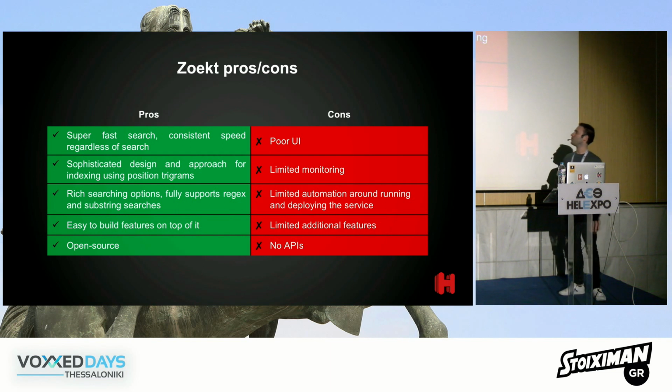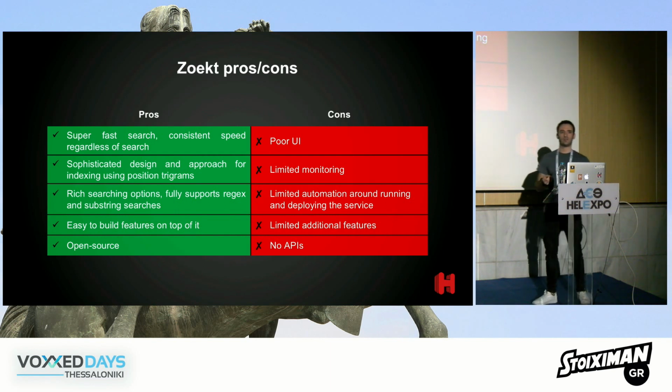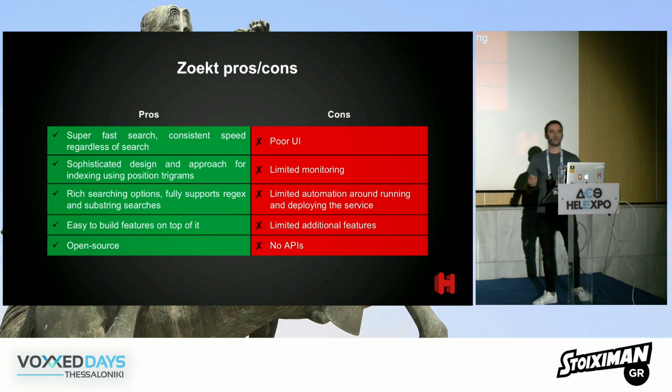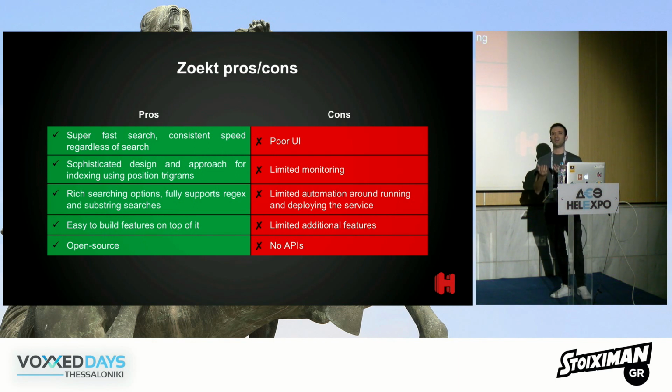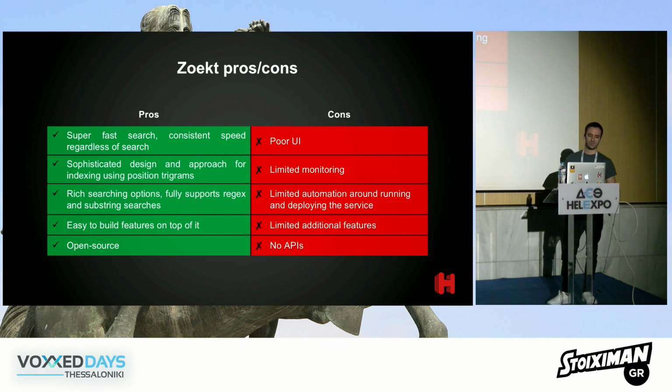Again, in terms of pros and cons of that service, I would say it's super fast. This is our understanding, that because it uses sophisticated concepts, it's extremely fast and extremely scalable. It provides rich searching options, way more than the ones you get from Hound, for example. And again, it's open source. Of course, there are a few disadvantages, like its UI is quite poor. It has limited monitoring, but you still get logs, which you can index and monitor. And it has no APIs or additional features.